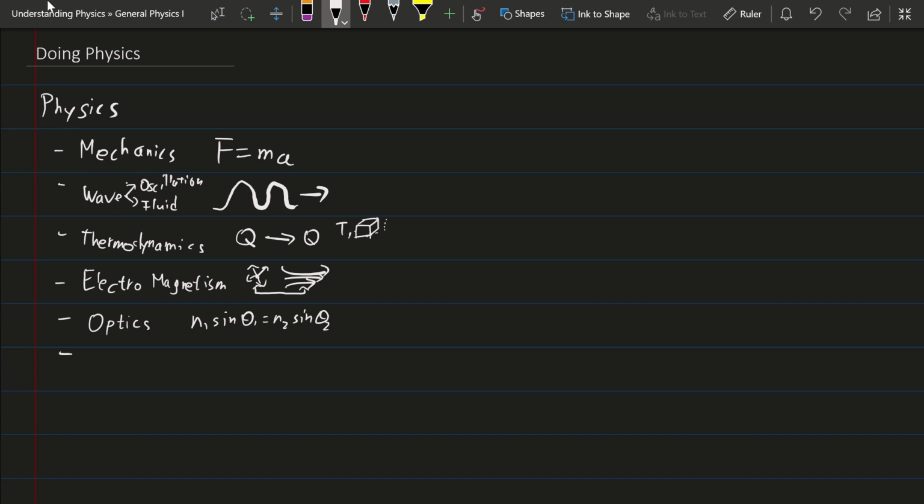The last one we will talk about is modern physics, in which we will discuss two important laws in modern physics, which are quantum mechanics as well as relativity, in which one deals with small objects and the other one talks about fast and big objects.